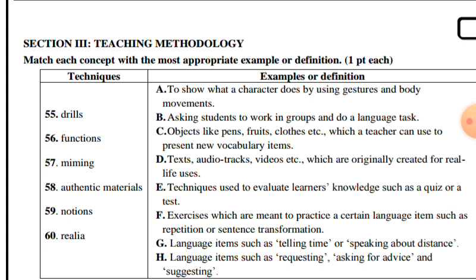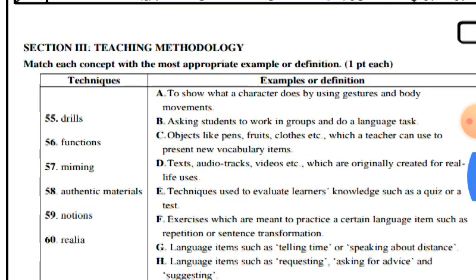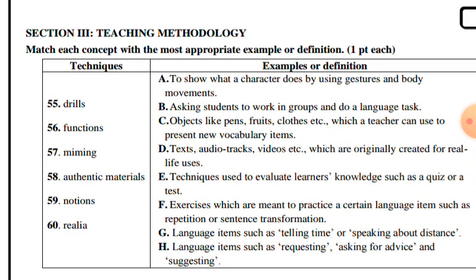Authentic materials are writing that was not designed or created for language learning purposes. Some examples are news reports, magazines, songs. The text contains writing that is closer to how the language is used in everyday life, not in academic education. Notions are ideas, speaking or expressing about some ideas. Realia are some objects. So let us match these techniques with the appropriate answers.